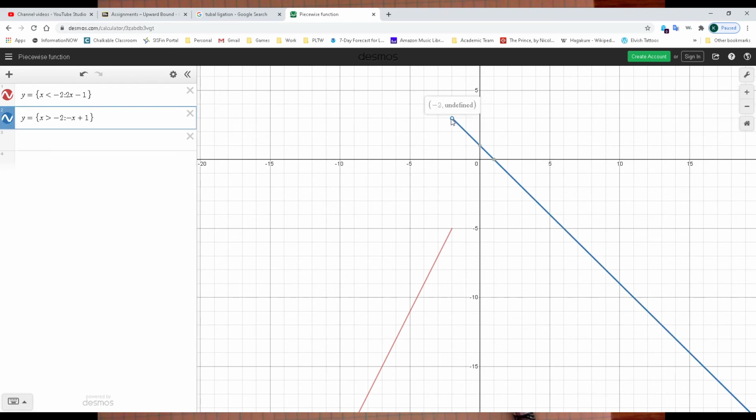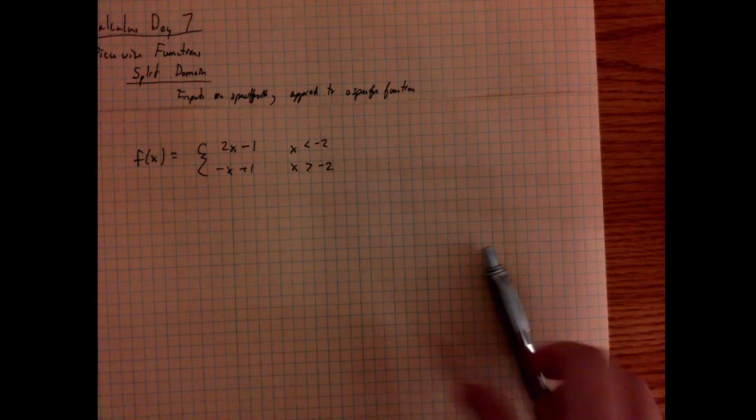Do note that even when graphing, you can see that there is a problem, because up here at -2 it's undefined, and down here at -2 it's undefined. Meaning for neither of these functions is it defined at -2. In graphing, we often indicate this with an open circle, which is why up here you see that little open circle, and there's a little open circle down here. That open circle indicates we do not get that value.